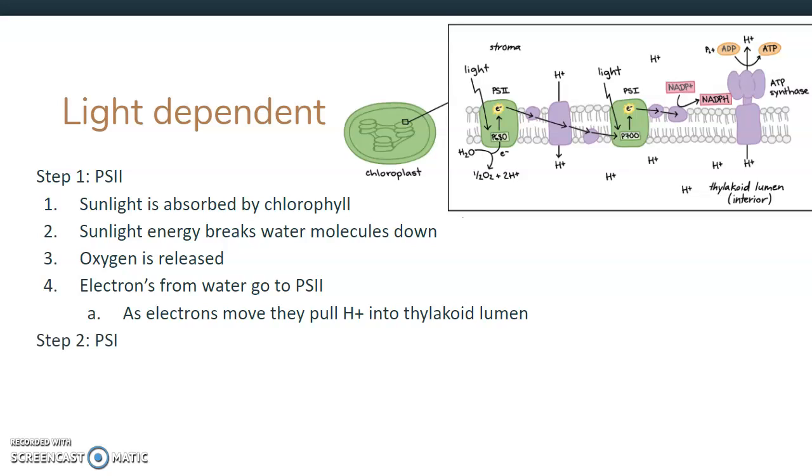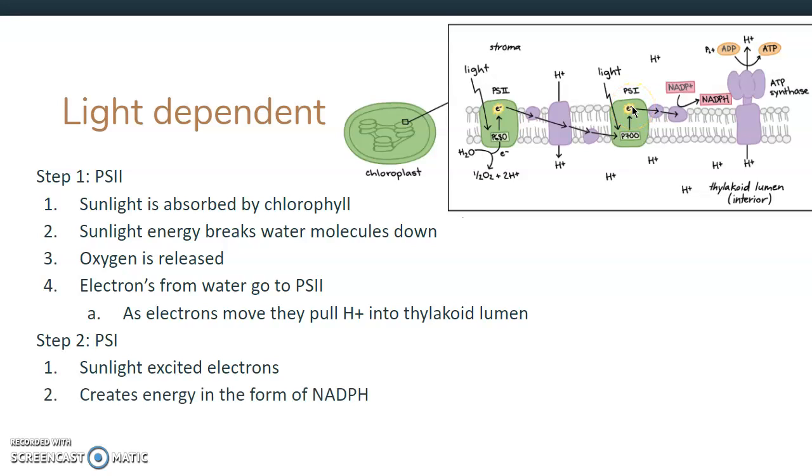Then we have photosystem 1. See, I can only apologize. It's confusing to have photosystem 1 and 2 be backwards, but they are. So photosystem 1 now has a low energy electron. So our sunlight will hit the electron and excite it and bring it back to the top.